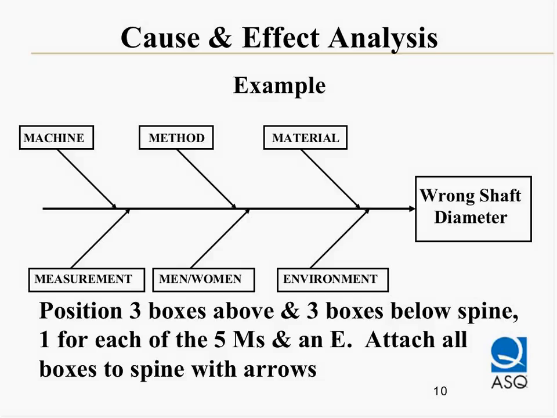And what we do is we position 3 boxes above and 3 boxes below the spine, each for one of the 5 M's and an E: machine, method, material, measurement, and environment. And then we attach all the boxes to the spine with arrows. And we use this as a basis for a discussion of what source or sources of the problem is in this particular case.